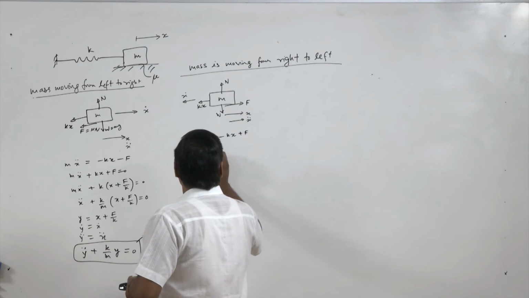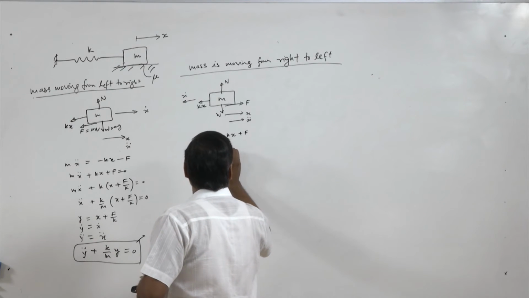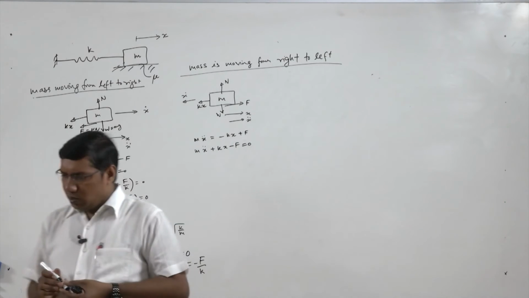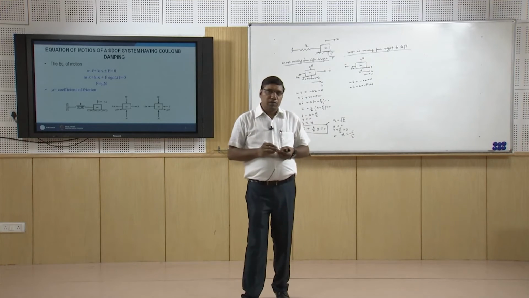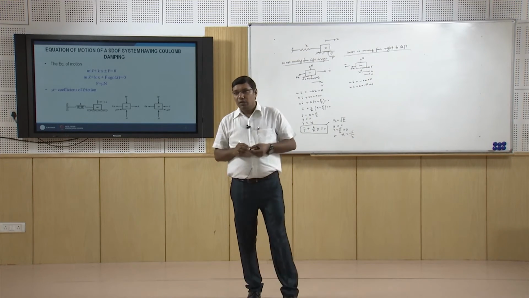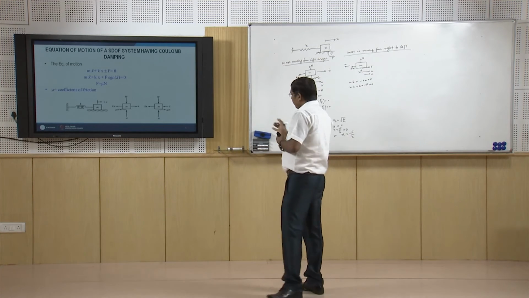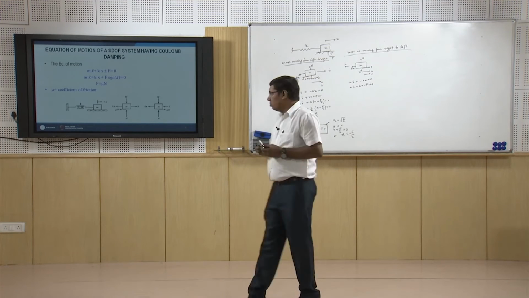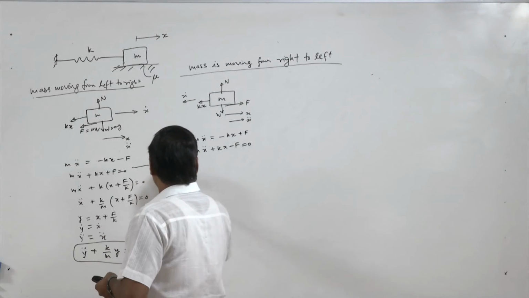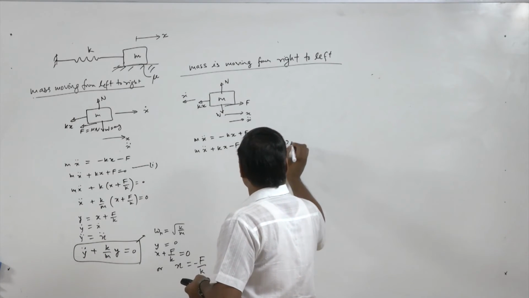So here mx double dot plus kx minus F equal to 0. This is the equation of motion of this system for this cycle, because in the half cycle, when the system is moving from left to right, it will follow this equation. When it is moving from right to left, it will follow this equation.